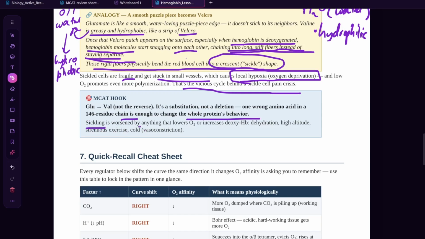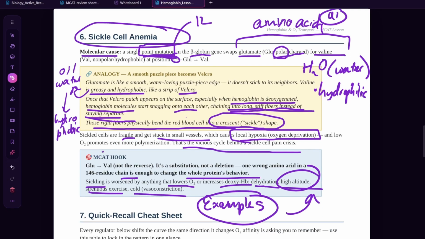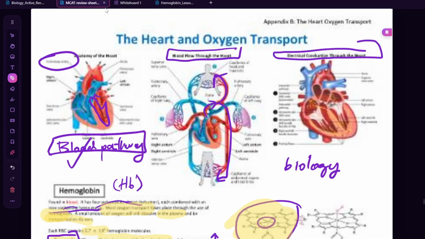Sickling is worsened by anything that lowers O2 or decreases deoxy-HB. Dehydration can worsen it, high altitude, strenuous exercise, cold, vasoconstriction. So think of these examples and then think about what's happening behind the scenes in that person's body. When they're in high altitude, what's happening to all these mechanisms that we were just talking about? All right, now that is all done for this side. We don't need this anymore.